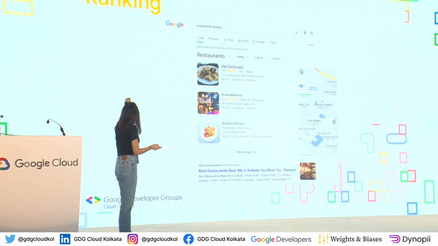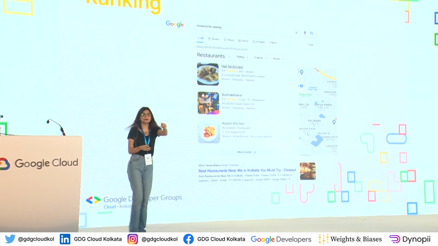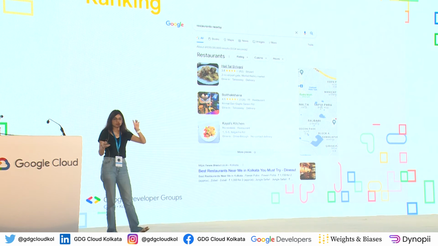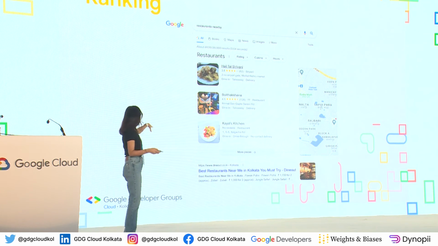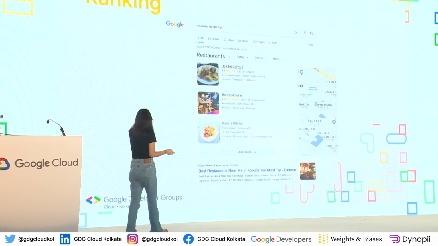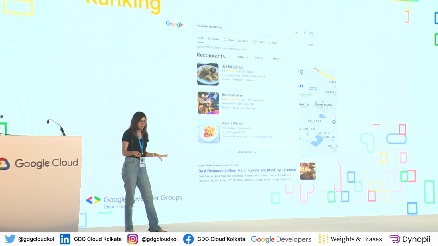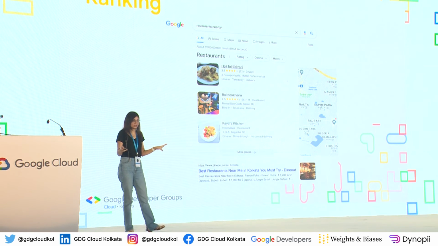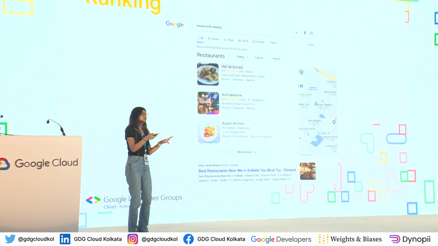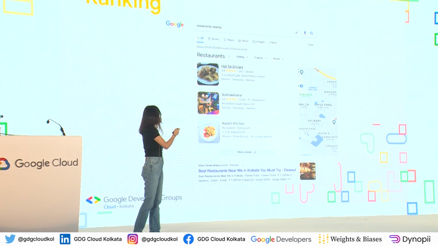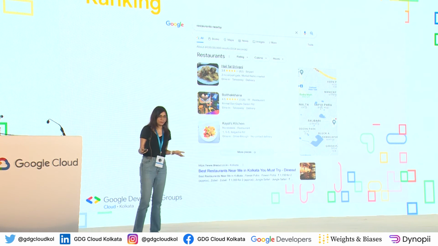All right, so ranking. We were talking about ranking and somebody mentioned that the results would depend on a lot of things. That's actually true. Here, if I had entered the same query when I was in Bangalore, I would have gotten different results. But because I entered this query on Google while I was in Kolkata, my results changed because my location changed. And the reason for this is the ranking component of the search engine.